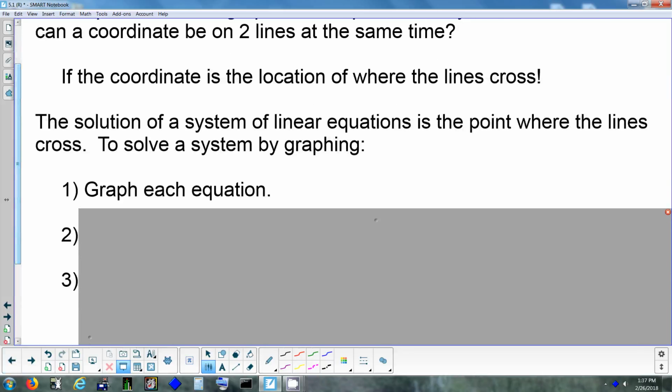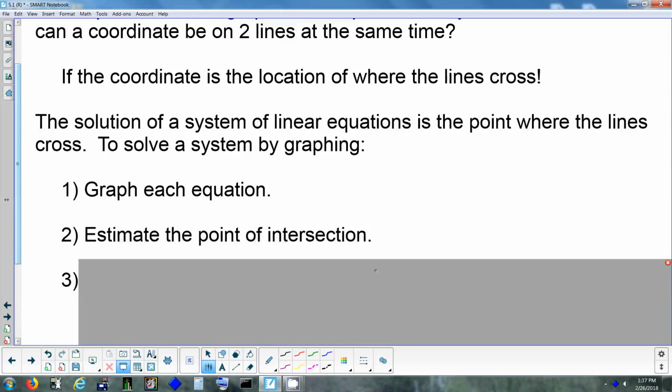Step 1, graph your equations. If you're graphing, you're going to create a graph. How many are we going to be drawing at a time? 2. We're only going to be doing 2 at a time. So step 1, graph each equation. Step 2, and this is the part we're going to make it pretty easy to see. Estimate where the lines cross. Once you do step 2, if you do it correctly, you should have your answer to the problem now.